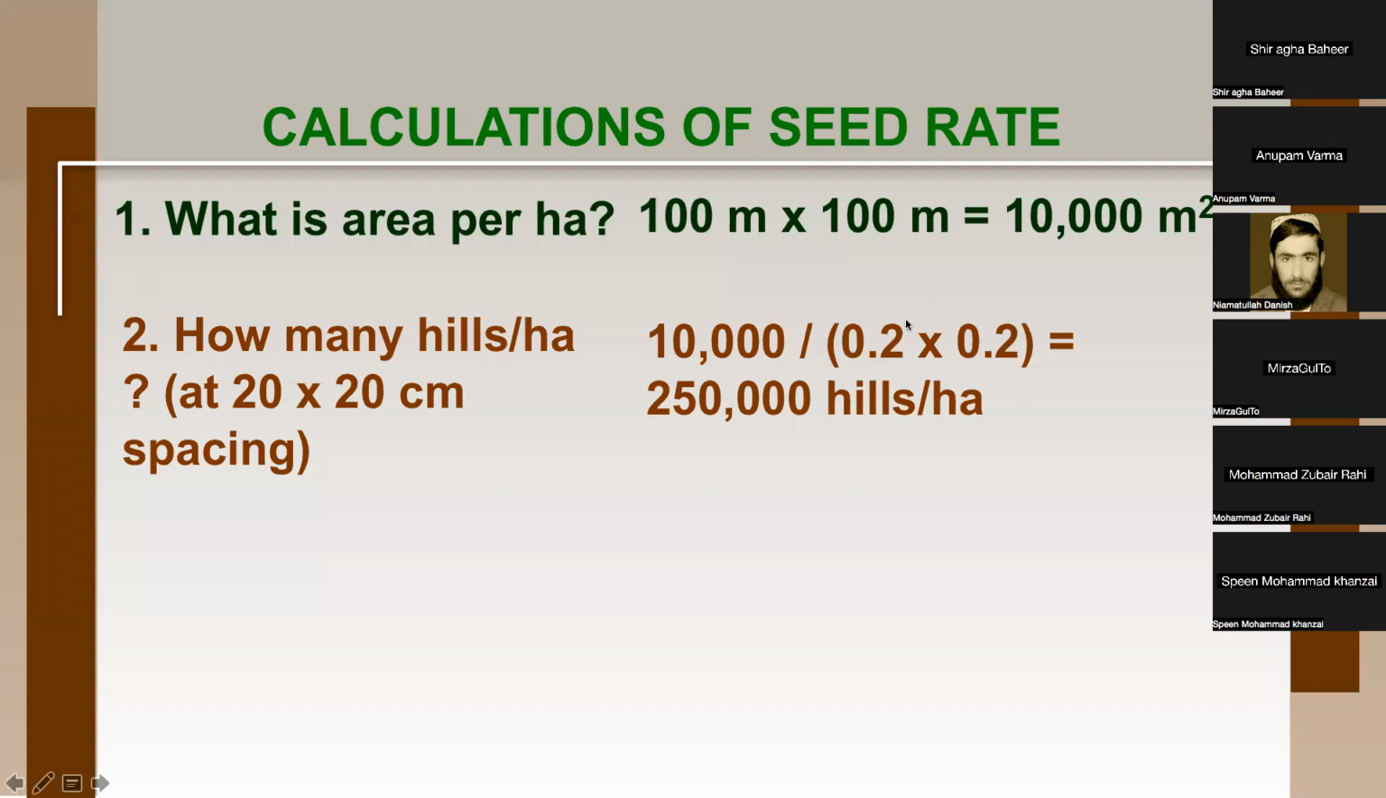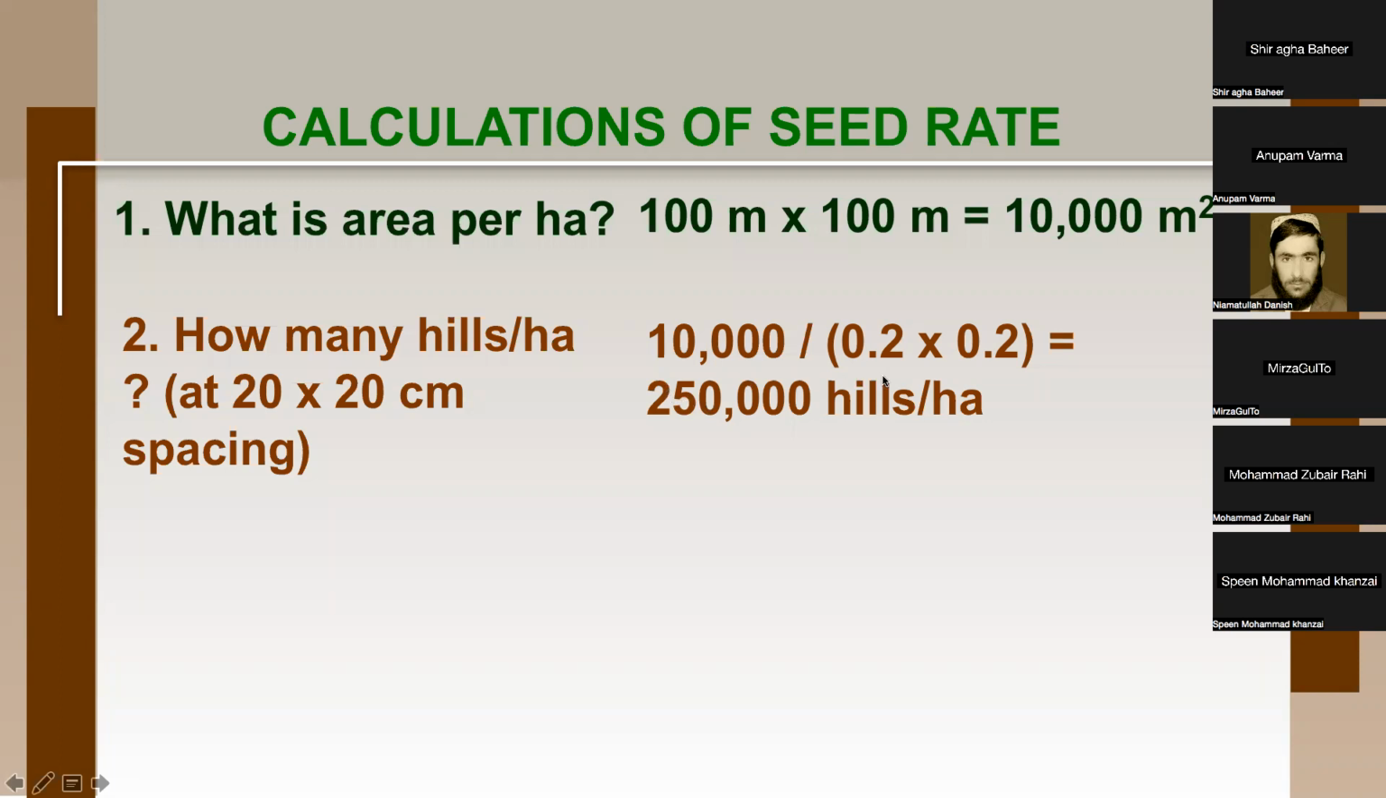Agronomy students understand this, because the numerator, which is 10,000, is in meter square. Therefore, the denominator has to be in meter. So 20 centimeter means 0.2 meter into 0.2 meter. If you divide this 10,000 by 0.2 into 0.2, you get 250,000 hills per hectare.